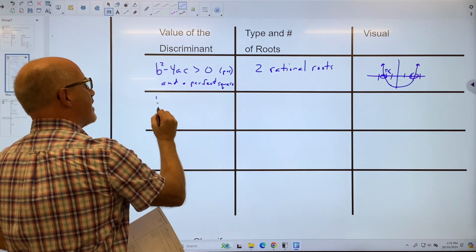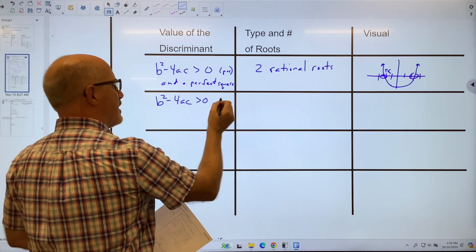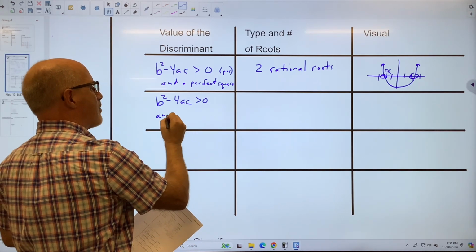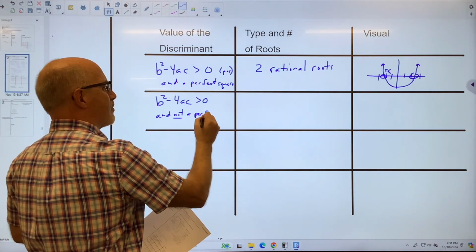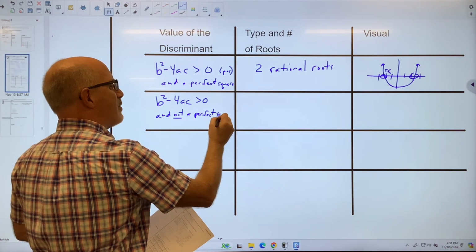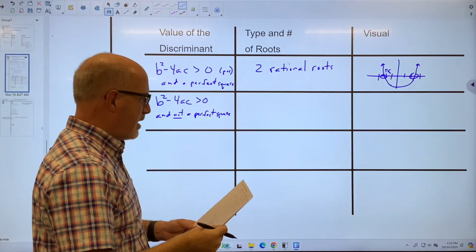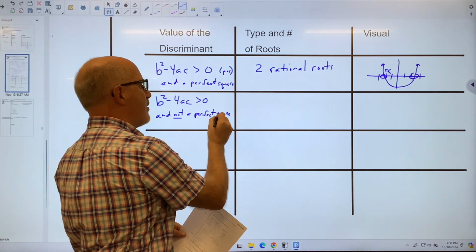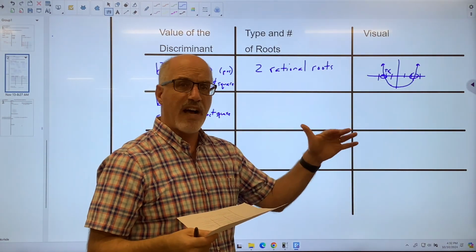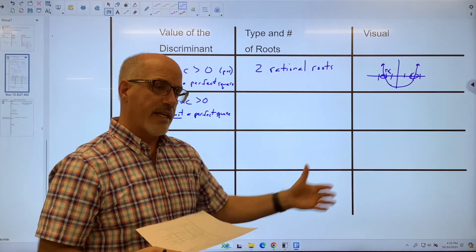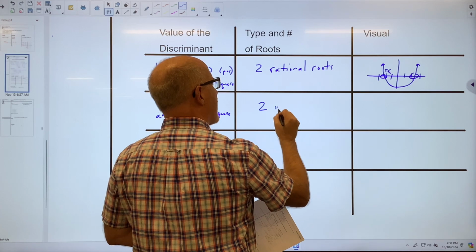What if the discriminant is greater than 0, so it's positive, but not a perfect square? That means we're not going to be able to clear up the square root. It's going to have a square root of 5 or square root of 31 in it. You can't get rid of the square root. That means you're going to have 2 irrational roots.